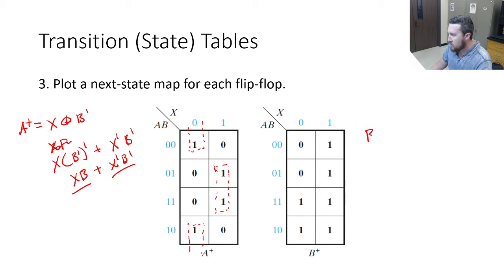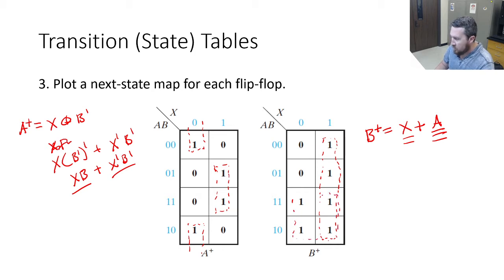Now B plus is X or A, not X or B, A. And now it gets kind of strange, right? So we have X, which is just X equals 1, which is going to be this grouping. And we have A, which is A equals 1, is going to be this group of 4. So, any questions about how we reverse engineer the K-map? And we'll see why here in just a second.